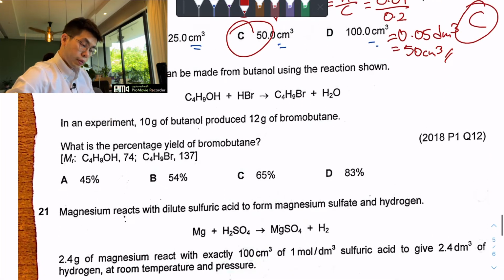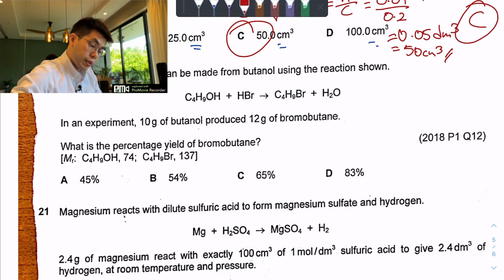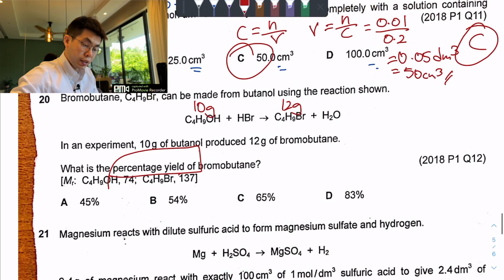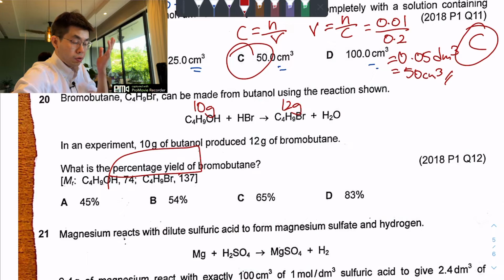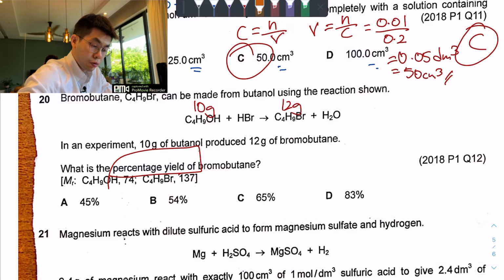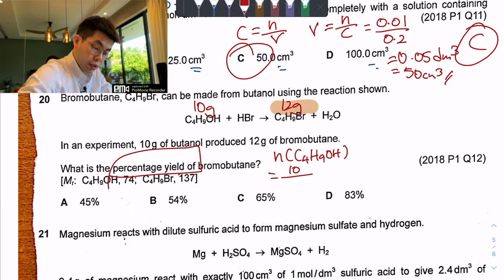Next, all right. So bromobutane. Oh, this looks very familiar. So 10 grams of butanol produces 12 grams of bromobutane, and I want to find percentage yield. We have done this many times before already. So again, percentage yield is equivalent to actual yield divided by theoretical yield. Actual yield is this 12 grams over here, so I need to find out the theoretical yield. First I find the number of moles of butanol, which is 10 grams divided by MR, given over here, 74.